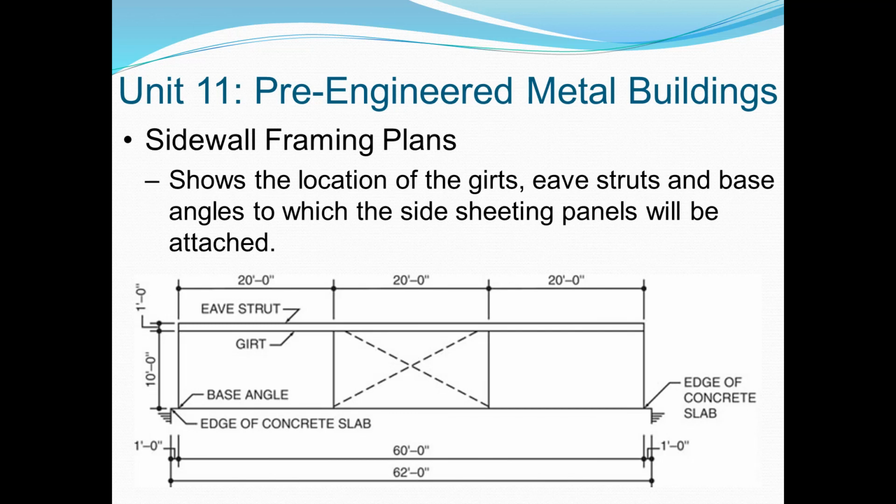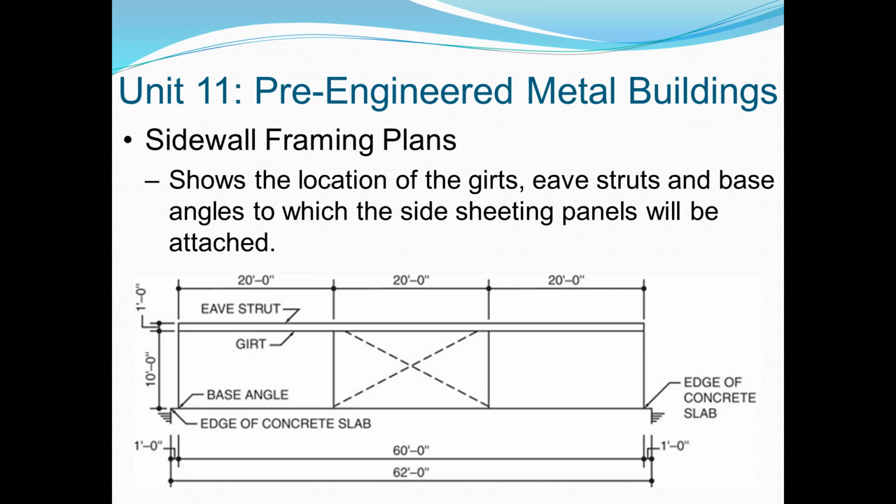Then we go and we add the sidewall framing plans. Again, this is going to show where the eave strut is on this particular one. You'll see these are the side panels, and then it's going to show the girt in the wall. You may have additional girts at door openings or window openings, etc. And it will give you the height of where the girt is placed, and it will give you the height of where the eave strut is placed.